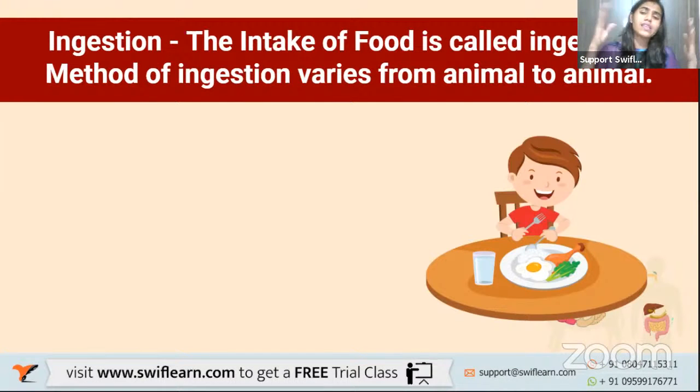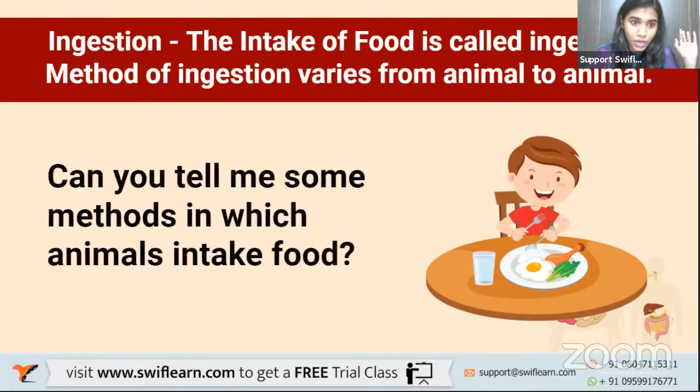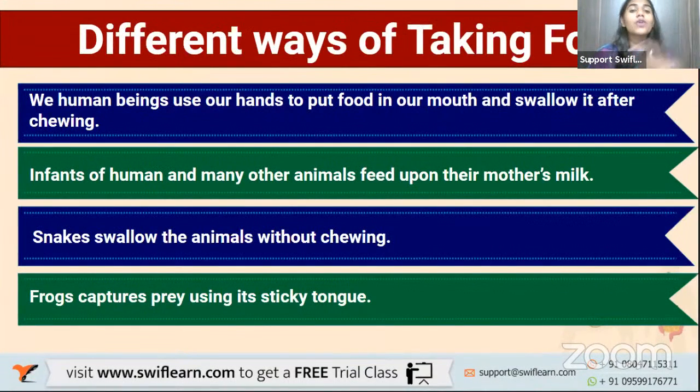Now there are various methods for the ingestion of food. How do you take in food? Through your mouth. Human beings take food through their hands and put it in their mouth. They chew it and swallow it. Small babies whose teeth are not developed feed upon their mother's milk. A snake swallows an animal without chewing at all. They just swallow the animal and digestion happens later.